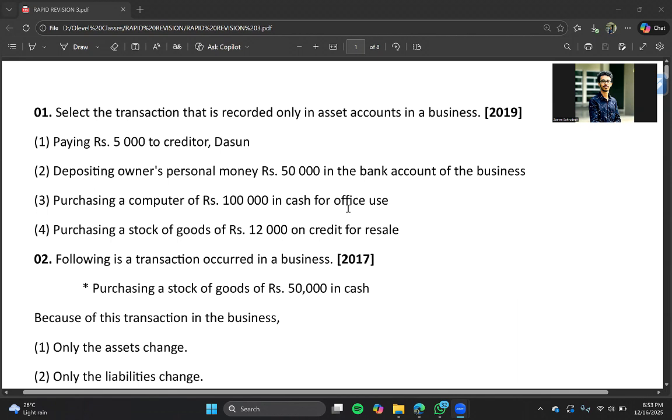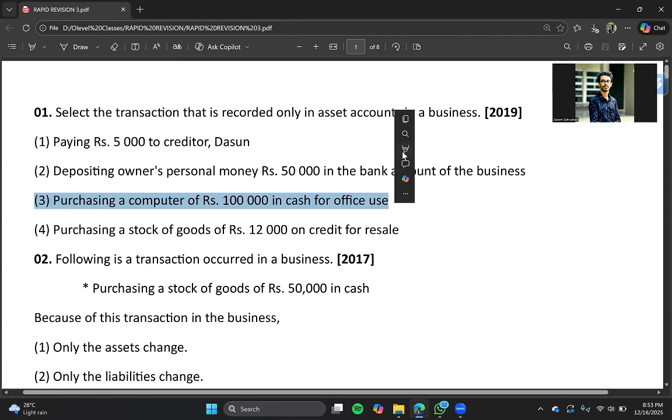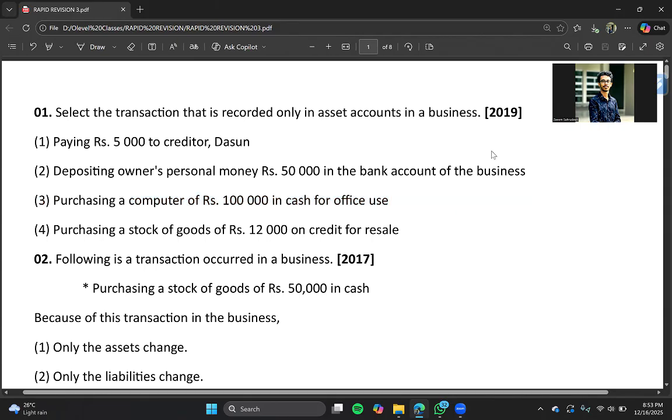Select the transaction that is recorded only in asset accounts in a business. So what are things that are recorded only in the assets account? So here the answer would be the third one: purchase of a computer for 100,000 in cash for office use.